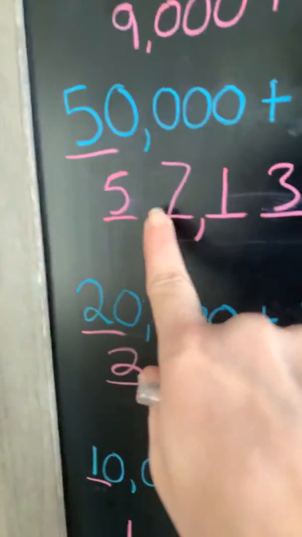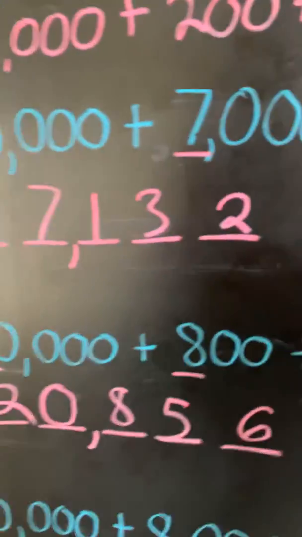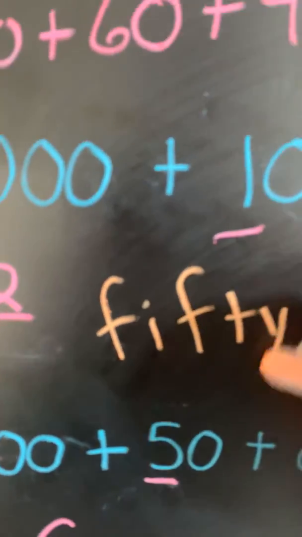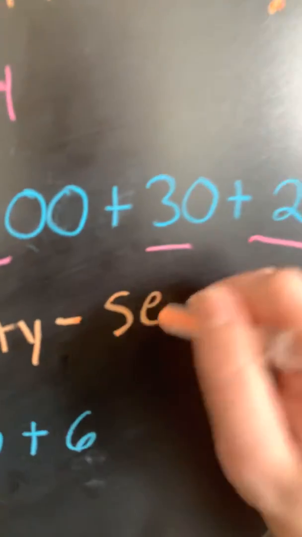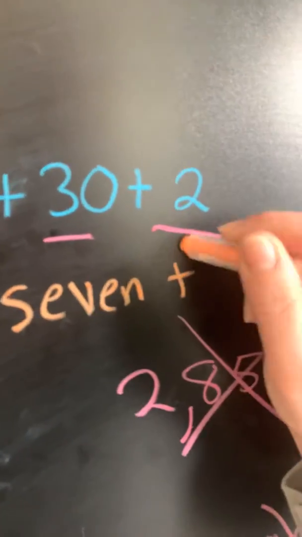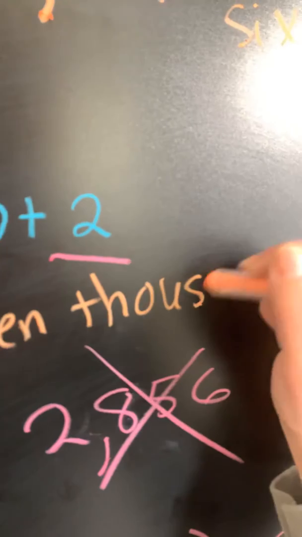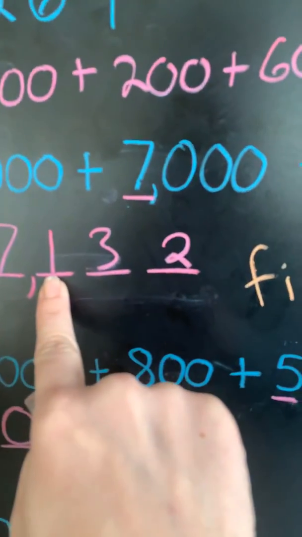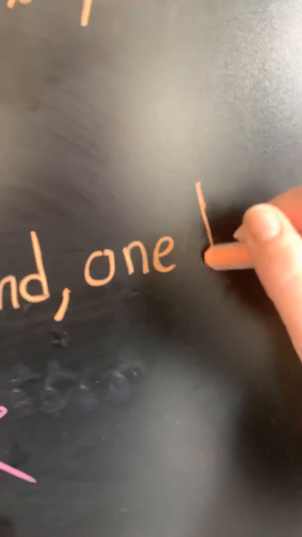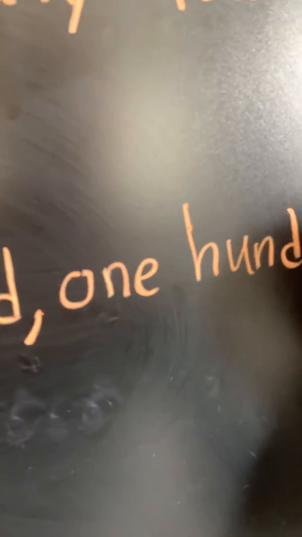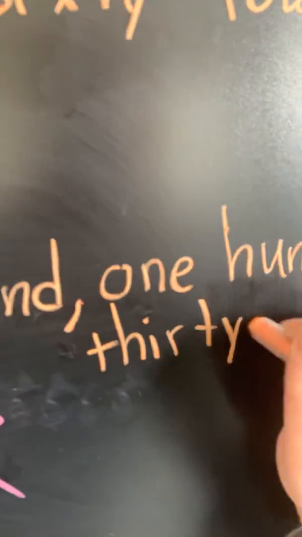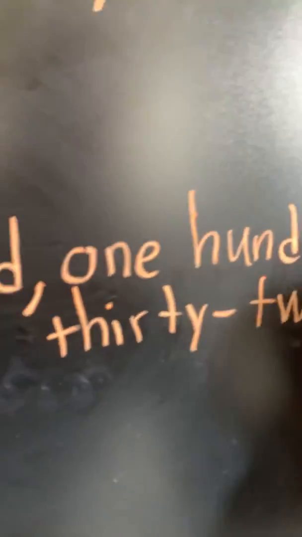Next, we have 57,000. So I'm going to write 57,000, comma, 132. 130, put your dash, 2.